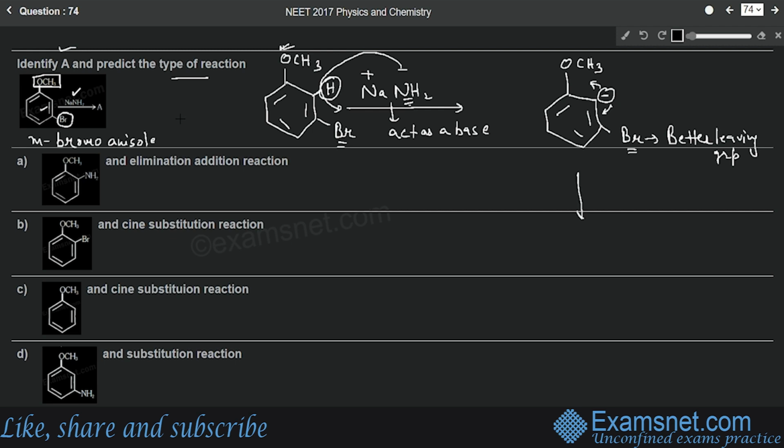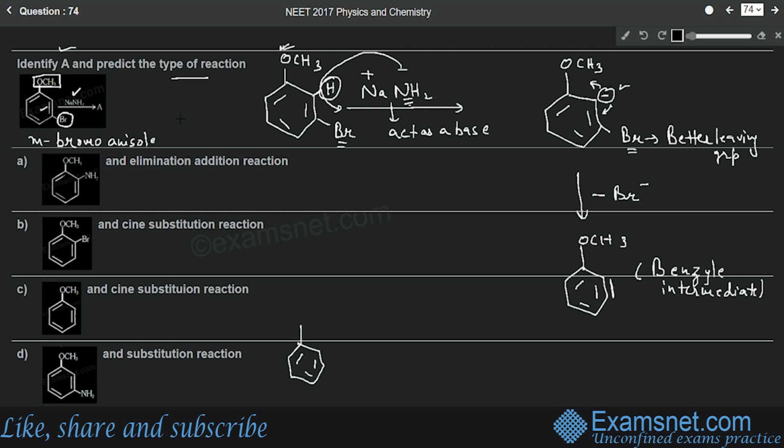So here bromine will leave. What will be left here? This is the benzene ring. Here we have methoxy. Now this negative charge present at this position has moved downwards, and bromine has been removed from here. So this is the benzyne intermediate, which is highly unstable in nature, so it will try to become stable. Let's draw this again here: OCH3. This is what we had obtained at this place.